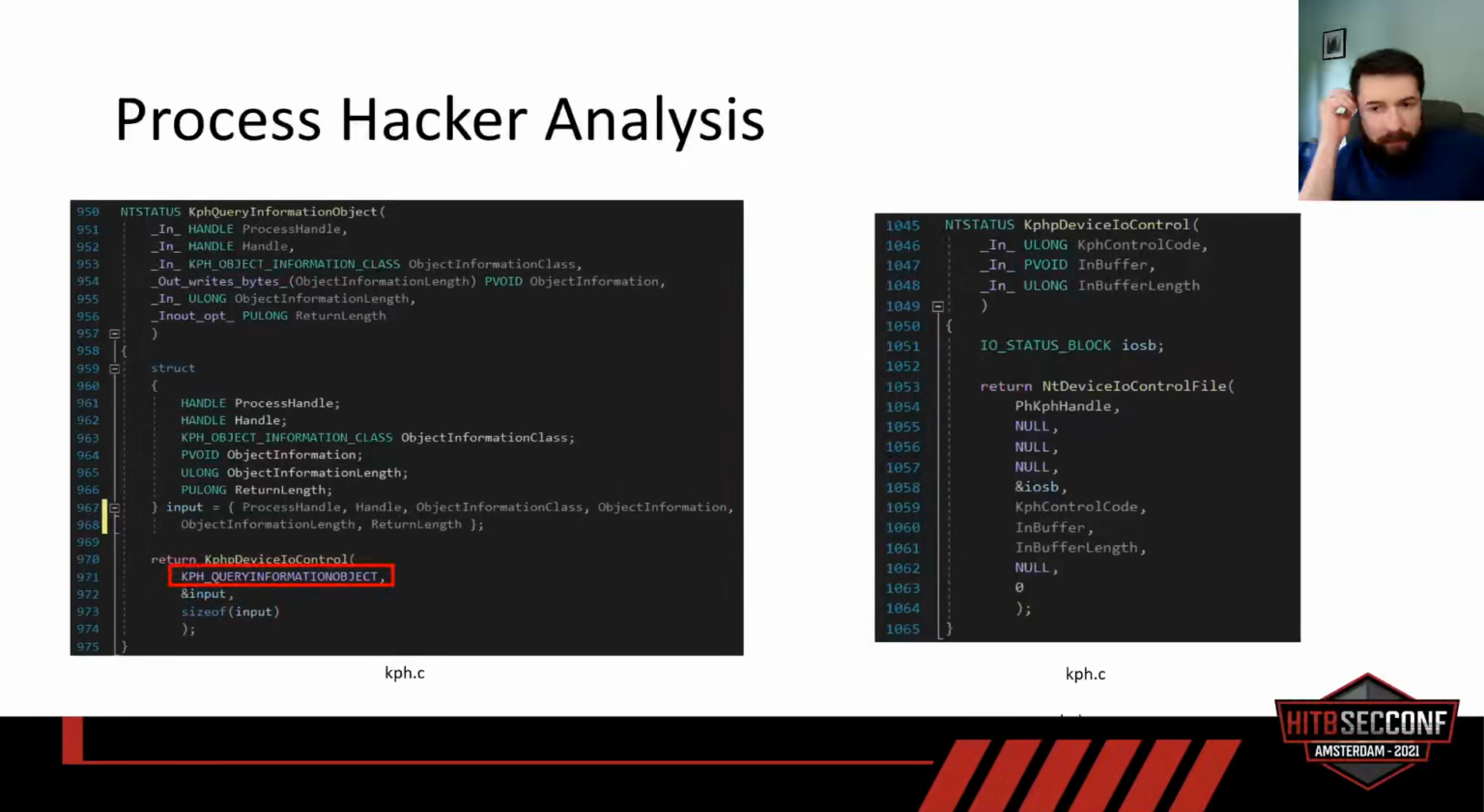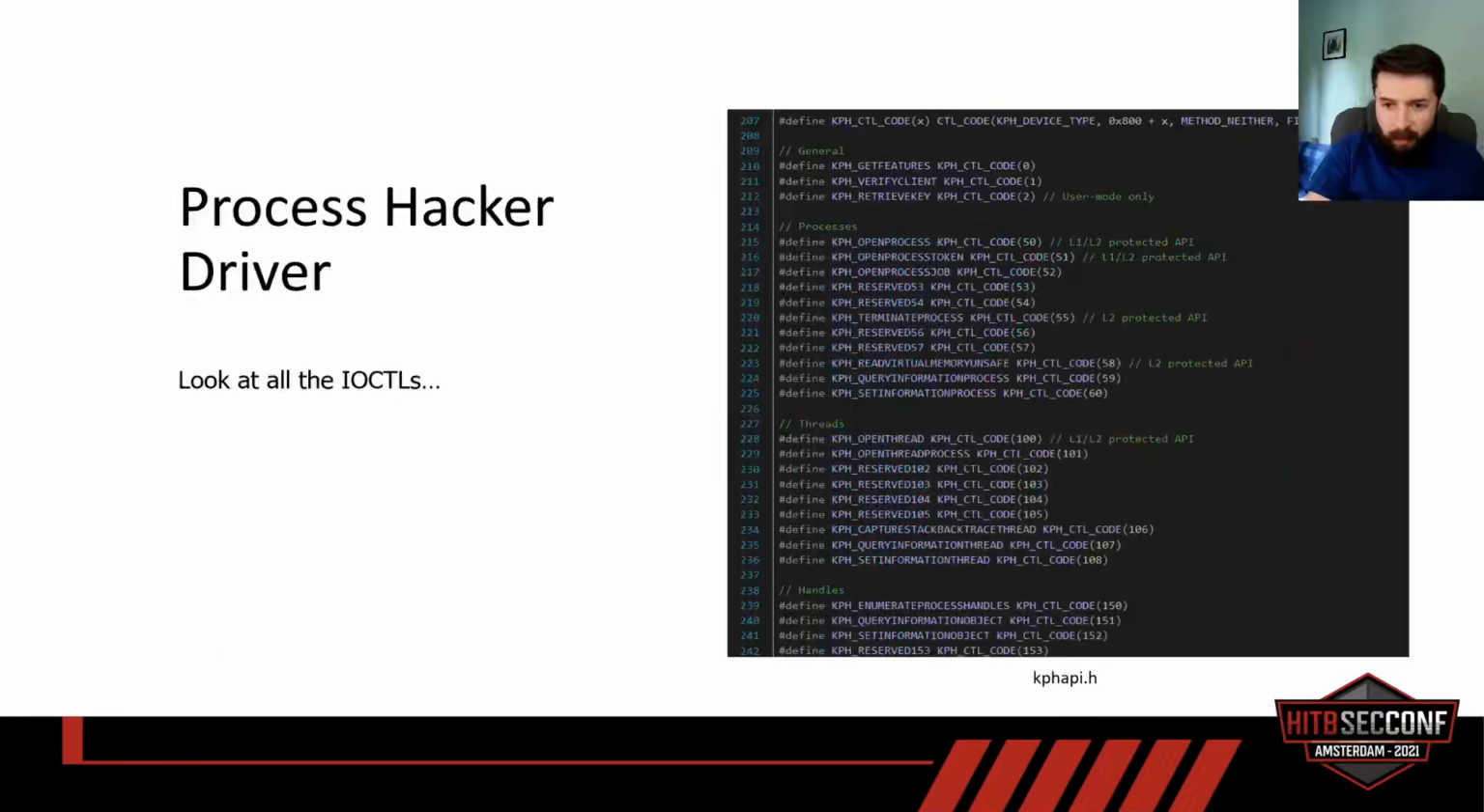Here we can see Process Hacker's code, which sends an IOCTL to its driver. Functions starting with KPH in the source code are wrappers for sending IOCTLs to the driver with specific codes. We can see this function sends the code which is assigned to KphQueryInformationObject. We can find IOCTL codes mapped to these names in the Process Hacker source code. These IOCTL codes can make the driver execute its respective tasks.